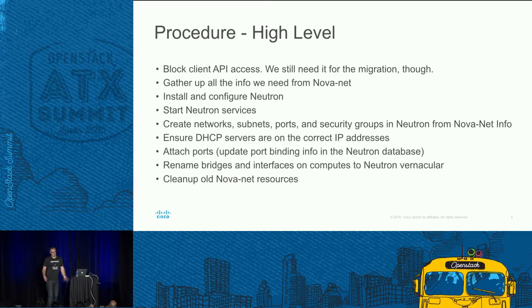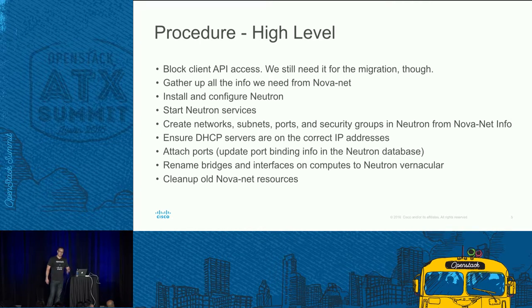We install and we configure Neutron. We start Neutron services, fire up the API, et cetera. Then there's a bunch of scripts, which we'll get into, which create networks, subnets, ports, security groups. All that information that we pulled out of NovaNet, it basically replicates it in Neutron, which is running in parallel. At this point, NovaNet is still in charge of everything.